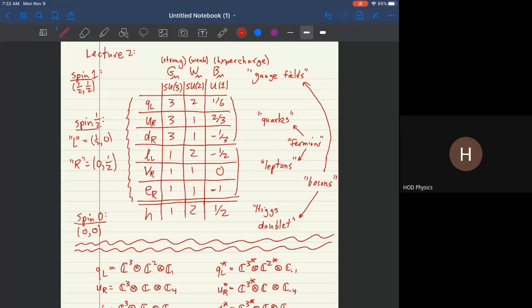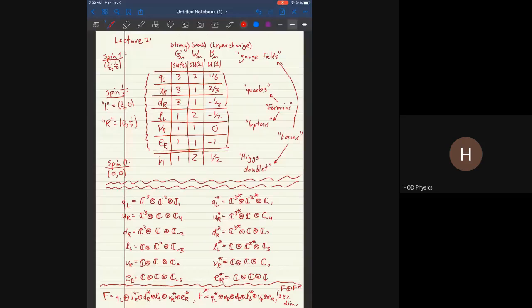Welcome back to lecture 2 about the application of group theory to the standard model and beyond. So here on the first slide, I just wanted to briefly recap where we got last time and then introduce a new bit of notation that will be useful for us in this lecture.